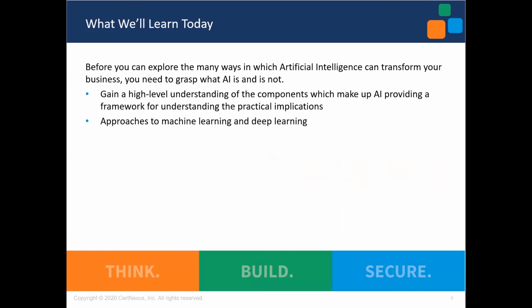So what are we going to learn today? What we're going to provide is a high-level understanding of the components that make up AI. So what are the basic terminology and concepts? And then the approaches to machine learning and deep learning. And as you'll see, machine learning is the most common practice of the concept of artificial intelligence today.